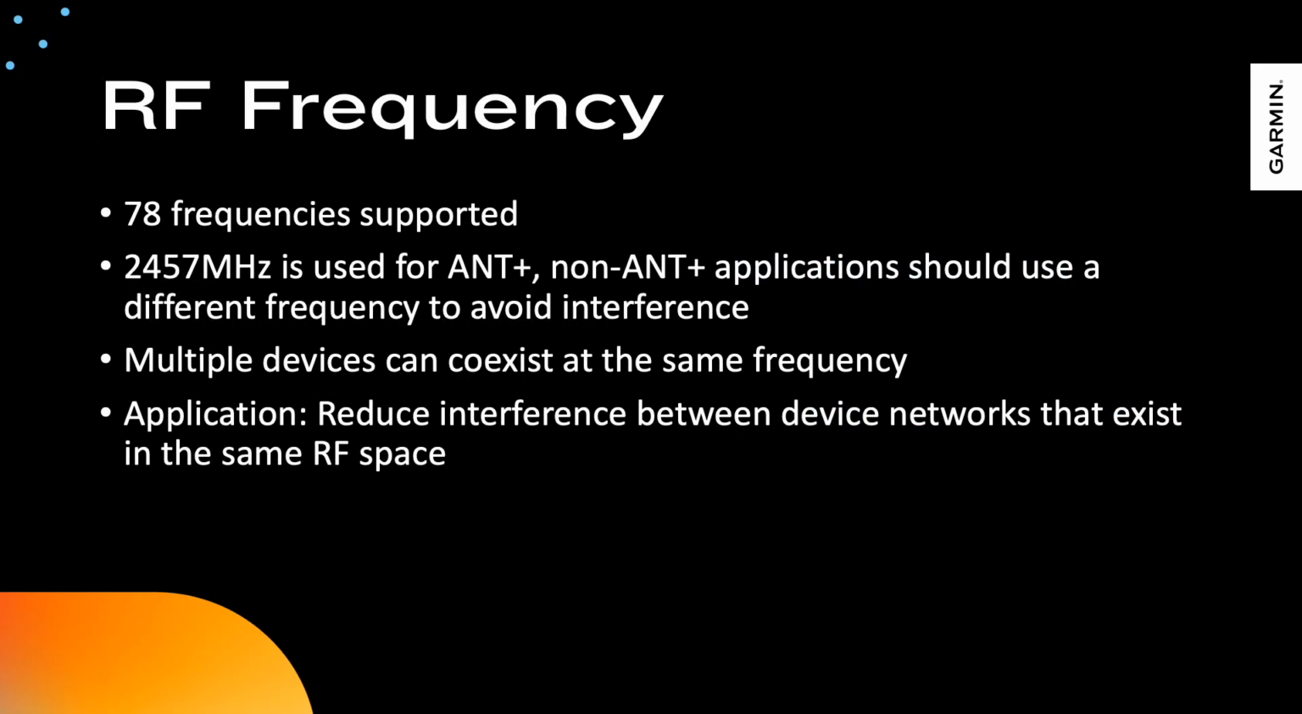The next channel parameter is RF frequency. This is the frequency that the ANT channel operates on. ANT supports 78 unique RF frequencies in the ISM band. A large number of channels can coexist at a single RF frequency. ANT+ devices, as we will discuss later, operate primarily on the 2457 MHz band. There can be many ANT+ devices in the same RF space without interference. It is not recommended to use the 2457 MHz band for non-ANT+ devices. It is the product developer's responsibility to ensure that RF frequencies used will comply with the regulations of all regions of the world in which this equipment is to be used.